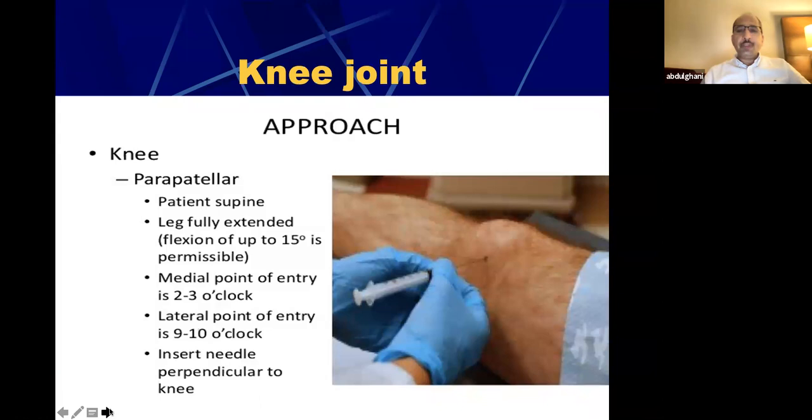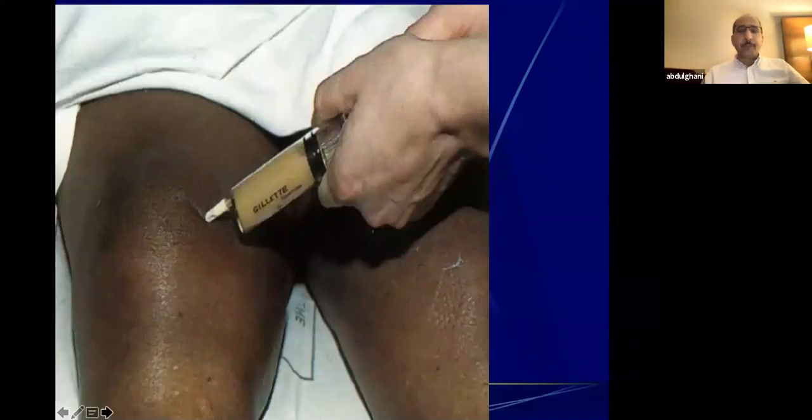Just an example of the knee joint aspiration, you invariably do it in the parapatellar region, with the knee slightly flexed up to 15 degrees. If you are entering from the medial side, you enter at the 2 to 3 o'clock position. From the lateral entry, it should be the 9 to 10 o'clock position, and insert the needle perpendicular to the knee joint, not vertical.